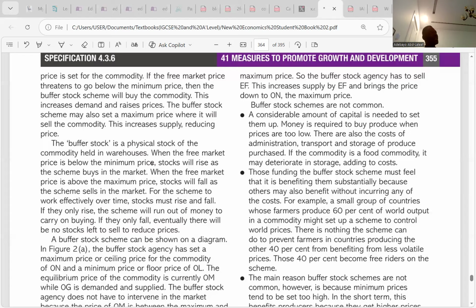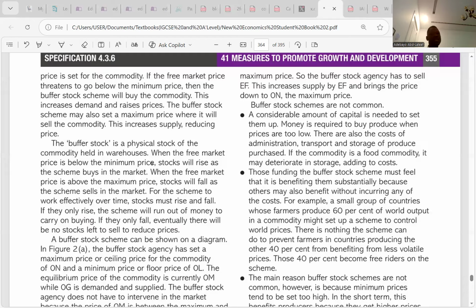So for buffer stock, it's simply about the fluctuation of the price of commodity. If the price is above the maximum price, if the price is above what the equilibrium price should be, the government will make it available for them to sell. If the price is below the equilibrium price, the government will buy from the free market to keep. So when price increases, they sell. When price falls, they buy. So without price increasing or decreasing, the buffer stock scheme would never work.